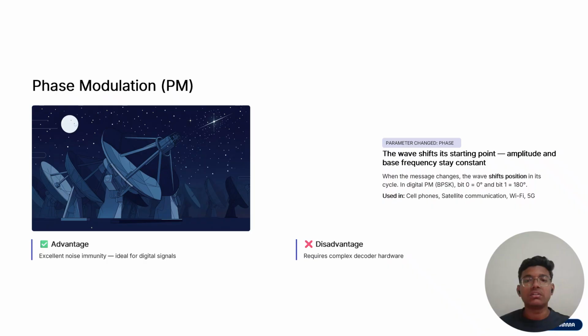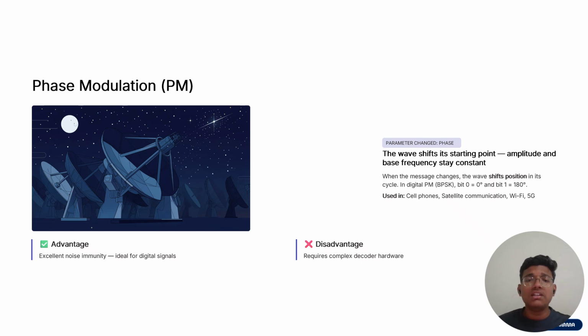Third is phase modulation, PM. In PM, the parameter that changes is phase. Phase means the starting point or position of the wave. In phase modulation, the wave shifts its position according to the message signal. Here, amplitude remains constant, and the base frequency also remains constant. Only the phase changes. PM is very important in digital communication.